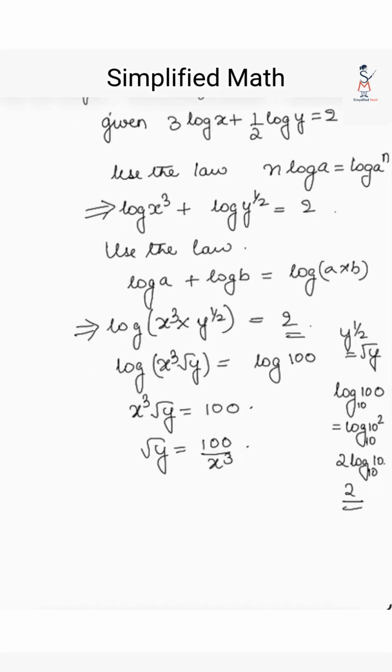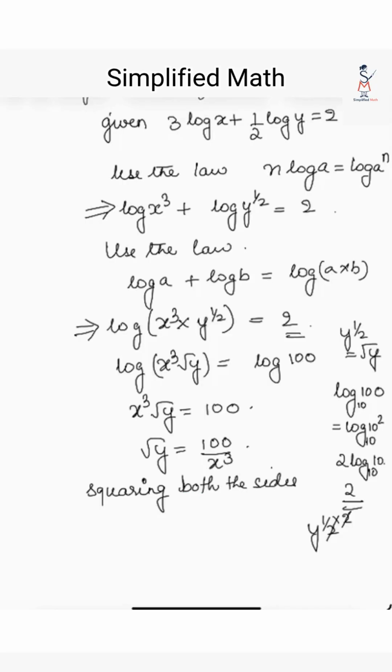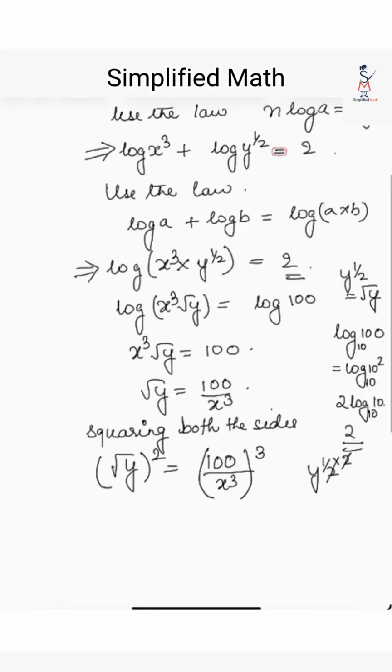Now if you want to remove the square root, what you do, the square root is actually y raised to the power half. So if you multiply by 2, the square root will get cancelled. So squaring both the sides. To remove the square root, what you have to do? Squaring both the sides. This side also you will square. If you do something to the right hand side, you have to do to the left and vice versa.